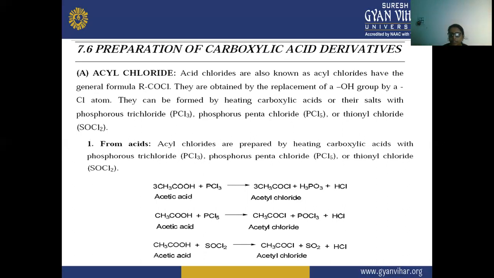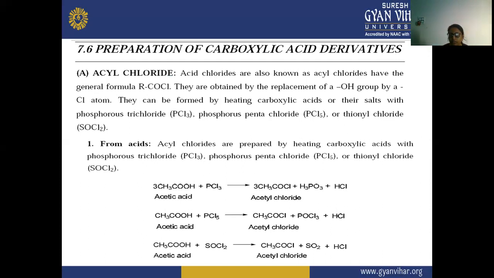Next, acetic acid is reacted with PCl5, that is phosphorus pentachloride, and there is the formation of acetyl chloride plus POCl3 plus HCl. In the next reaction, acetic acid is reacted with SOCl2, and there is a formation of acyl chloride plus SO2 plus HCl.